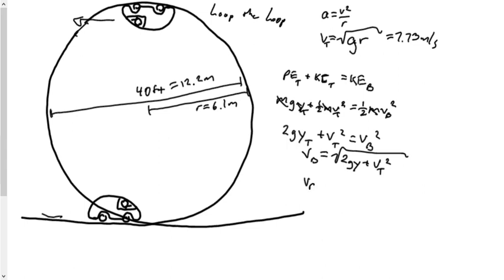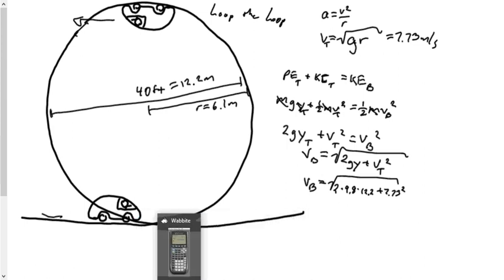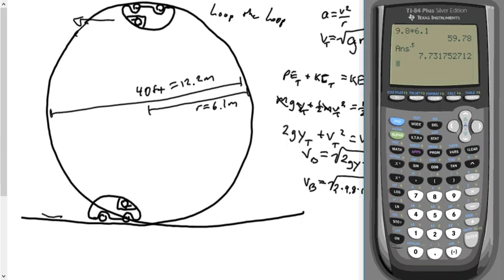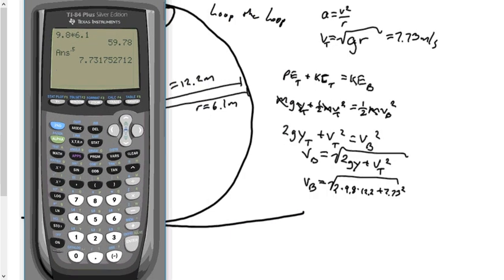And just to be consistent about it, might as well put in my numbers. So 2 times 9.8 times the 12.2 plus the 7.73 squared. All right. 2 times 9.8 times 12.2 plus 7.73 squared. And now I can take the square root.